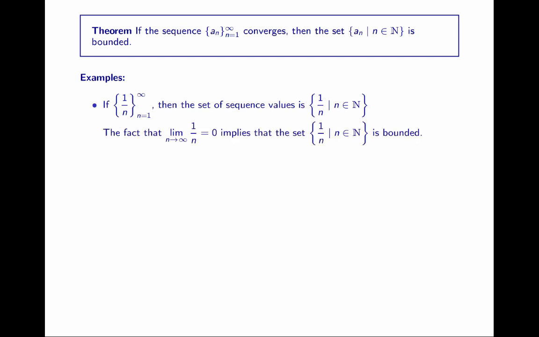Now, if we apply the theorem to this sequence, we know that the sequence 1 over n converges to 0. Therefore, the set of all numbers that can be expressed as the reciprocal of a natural number is bounded.